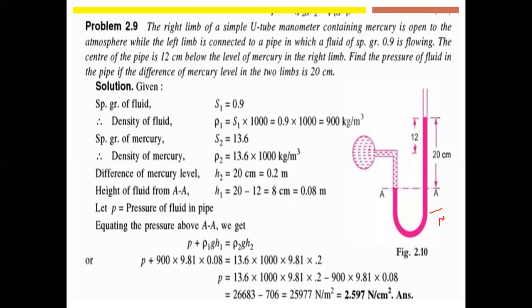Here the mercury is open to the atmospheric air. The pipe is open to the atmospheric air, while the left limb is connected to the pipe in which a fluid of specific gravity 0.9 is flowing.